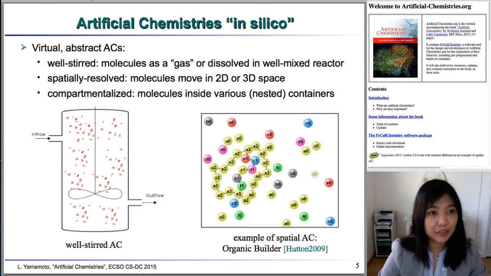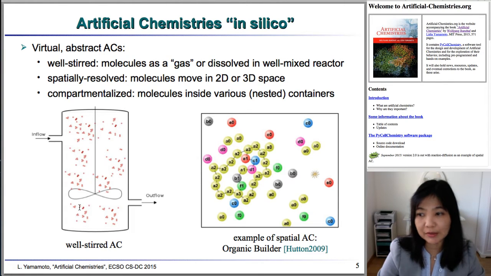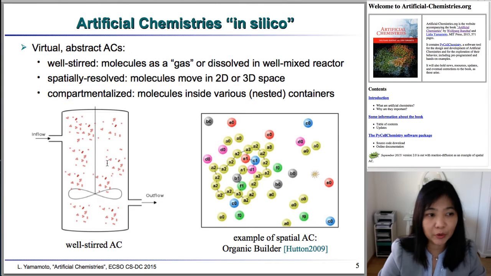Artificial chemistries can be divided into well-mixed or spatial chemistries. In well-mixed, every molecule has the same probability of encountering every other molecule in the system, whereas in a spatial system you can have molecules that move around according to some laws of physics, or in a two-dimensional or three-dimensional space, and that they can move from one compartment to another and so on.